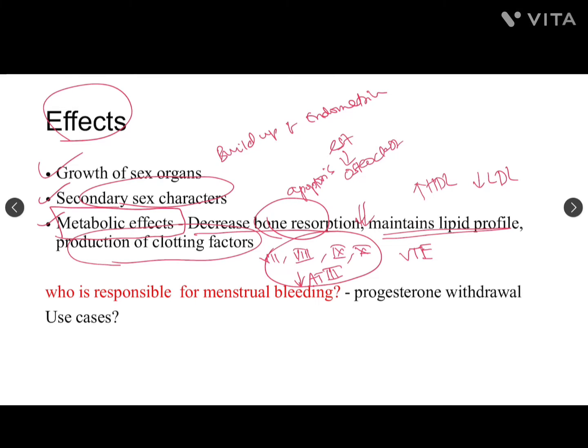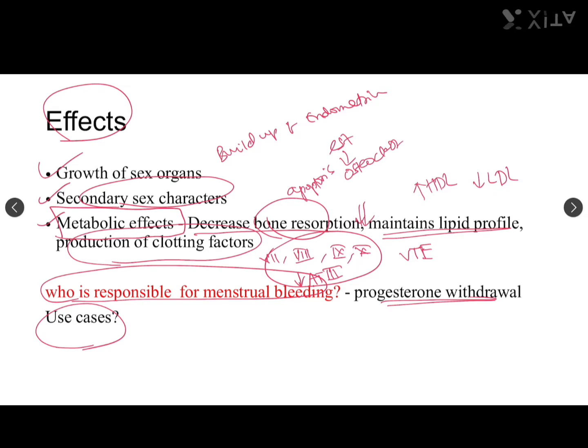That is why you should make sure that before prescribing estrogen, your patient doesn't have any past history of stroke or venous thromboembolic incidences. Who is responsible for the menstrual bleeding? Is it estrogen or progesterone? The right answer is progesterone. Progesterone withdrawal is the prime factor that is responsible for the menstrual bleeding.